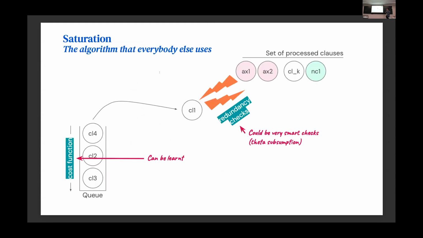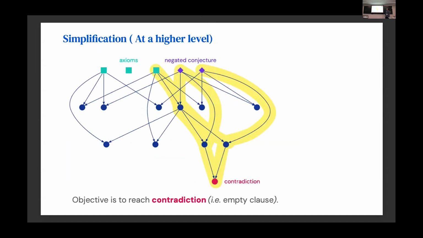As I told you, this cost function could be learned. So both these bits could be automated in some way. But we stressed that the cost function could be learned, which people had been doing before us.